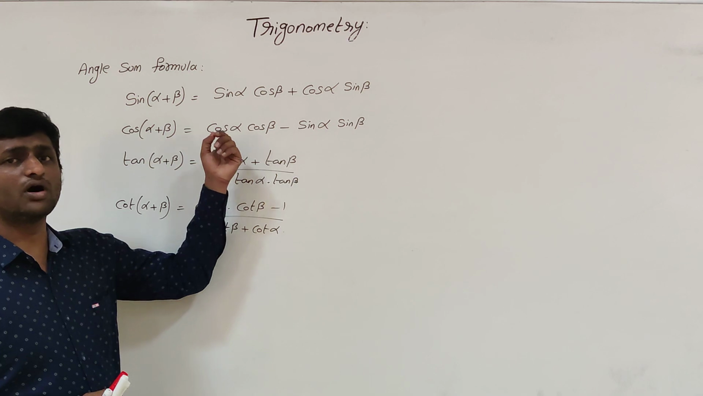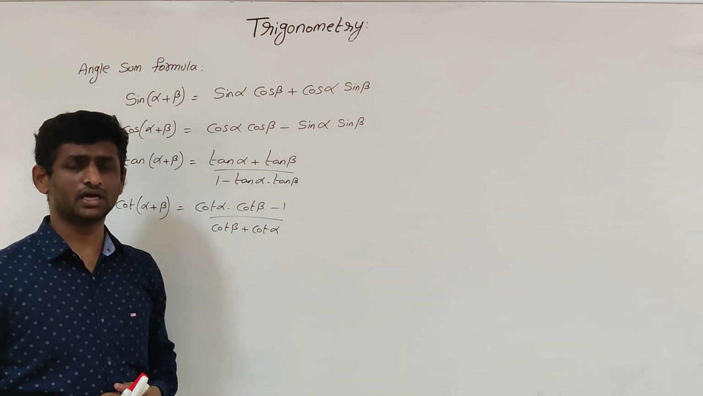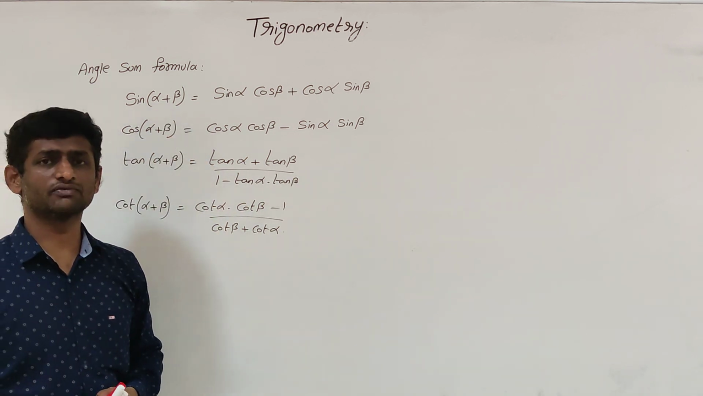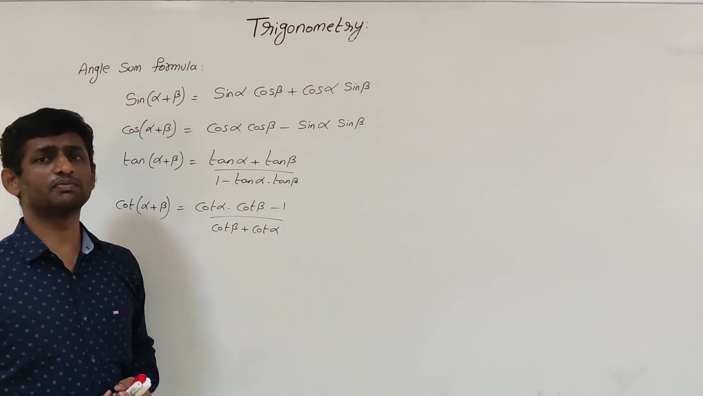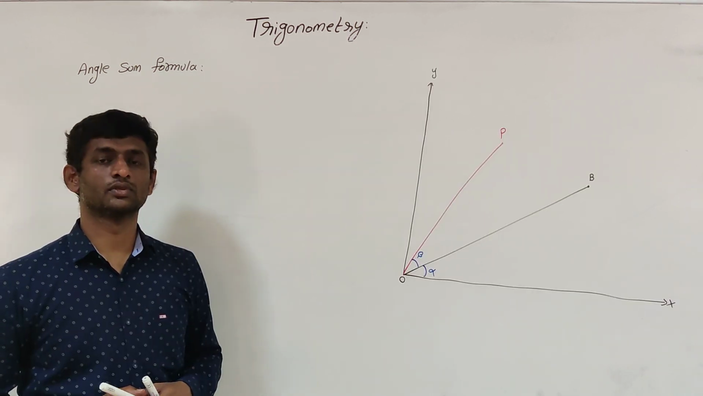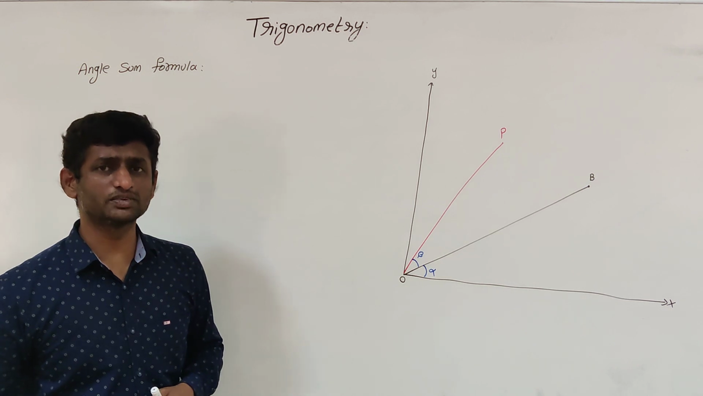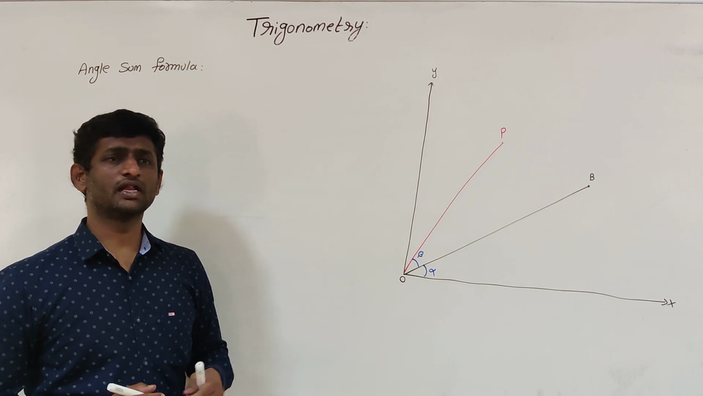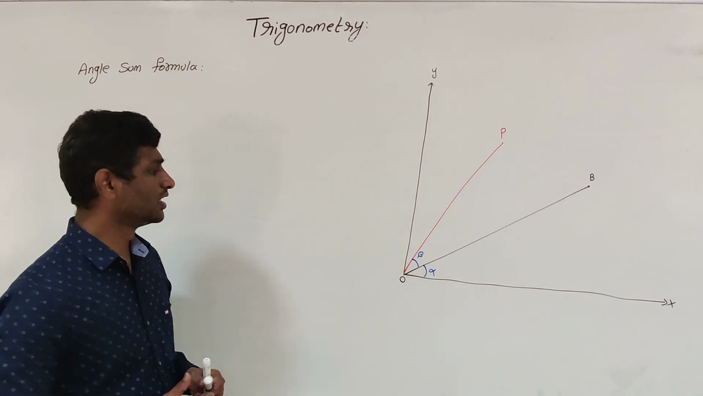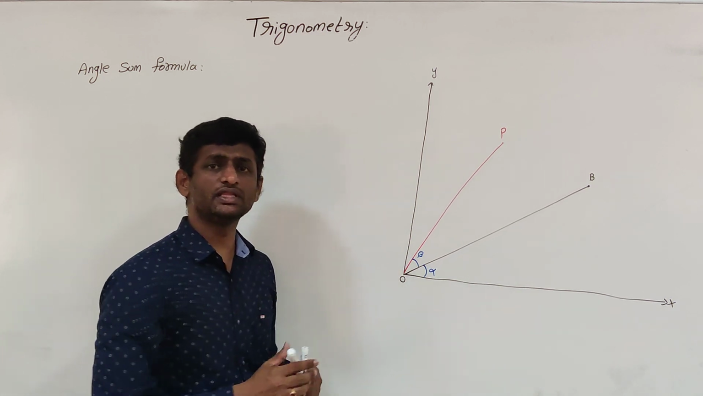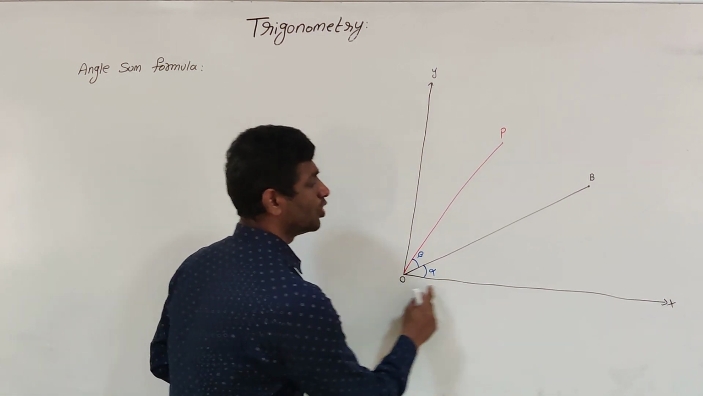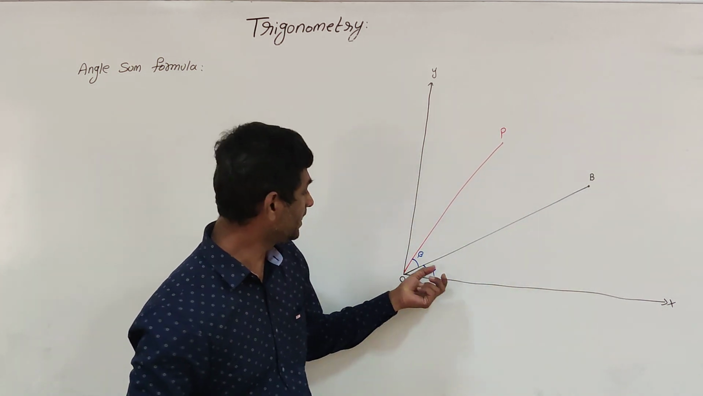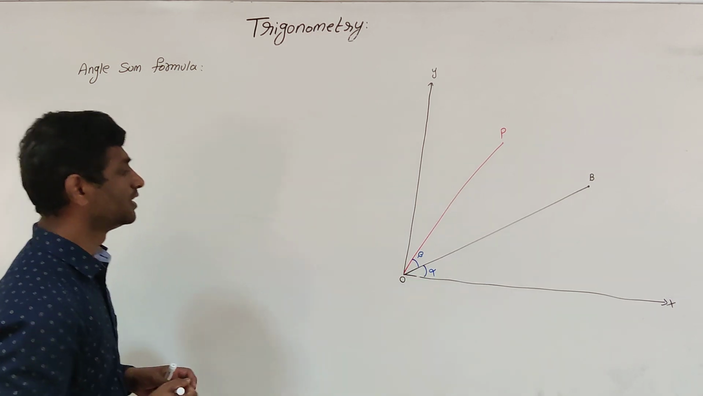Now we will see the proof of angle alpha plus beta, for sin of alpha plus beta as well as cos of alpha plus beta. One by one we will see the proof. Now in order to prove for alpha plus beta, where alpha and beta are different angles, where alpha is the angle between the initial ray and the terminal ray, means OX is our initial ray and OB is our terminal ray. For what angle? Alpha.